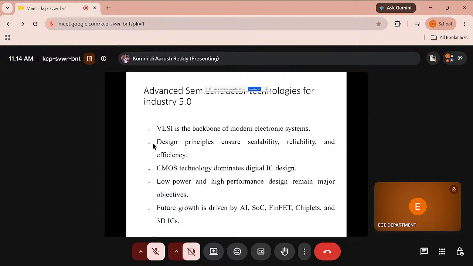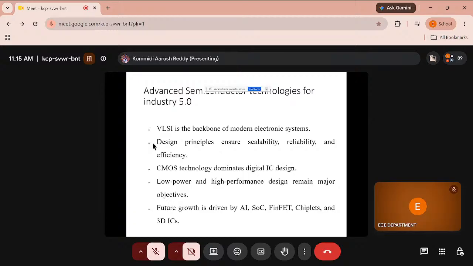So whatever VLSI design or fabrication we are doing, it has to have low power consumption and high performance, using FinFET, gate-all-around technology, 3D IC technology integration, or nanometer technology. So that low power and high performance metrics will be met.